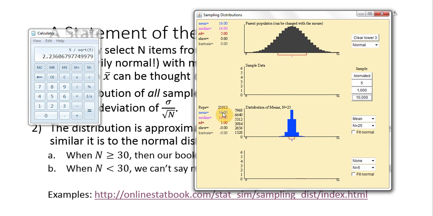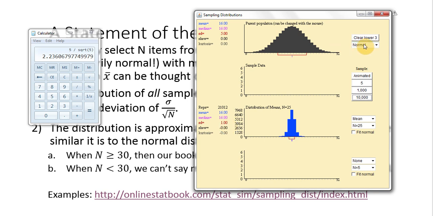And once again, our mean is exactly 16, and our standard deviation went from 5. And if we divide that by the square root of 25, which is also 5, we get 1. So here we have a nice demonstration visually of the central limit theorem.